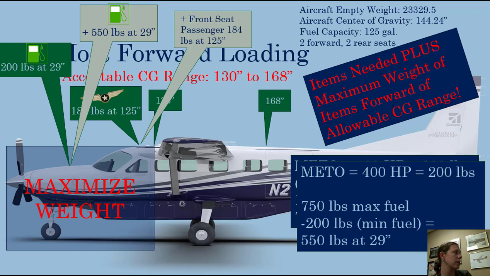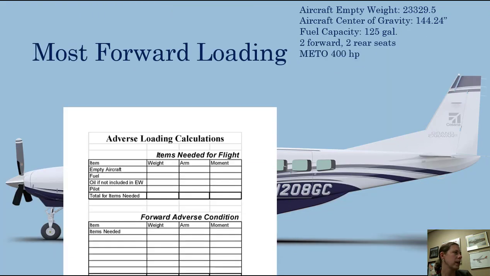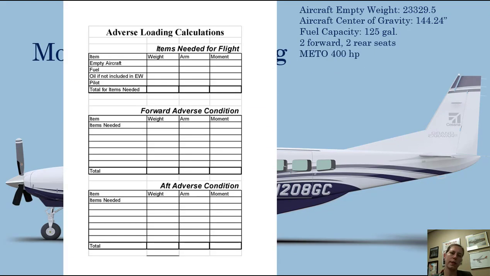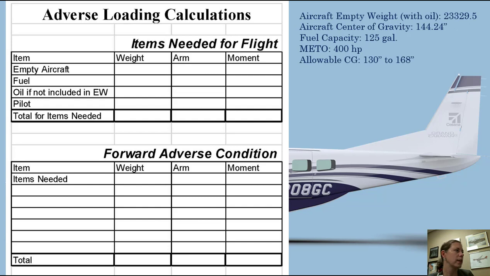Let's go ahead and complete our form. So again, we have a different form. This is called the adverse loading calculations form. I'm going to show you how we're going to fill out that form, starting with the top section, where we list the things that are required for flight. First, we have the aircraft. There's our aircraft. We removed that equipment. There's our new weight. There's our new center of gravity. We list that under arm, and there's our moment.